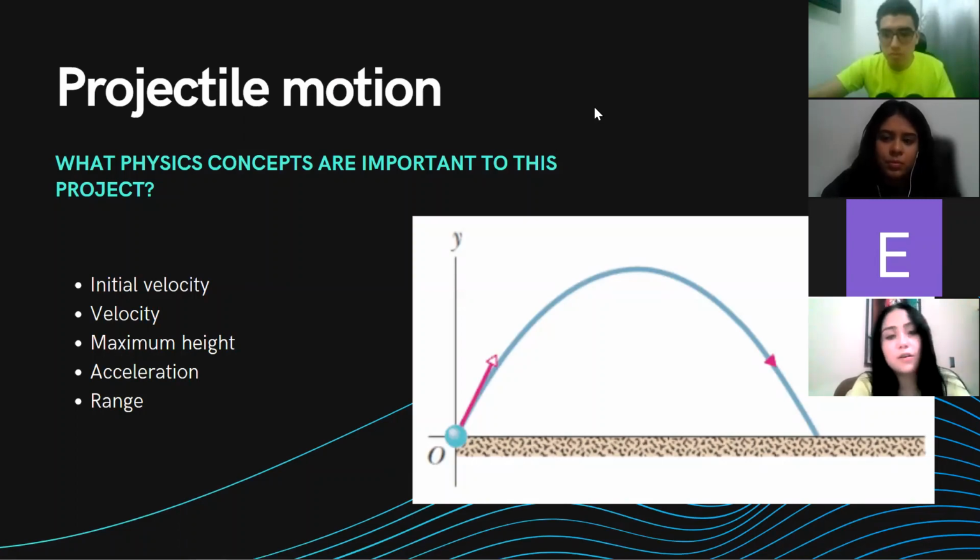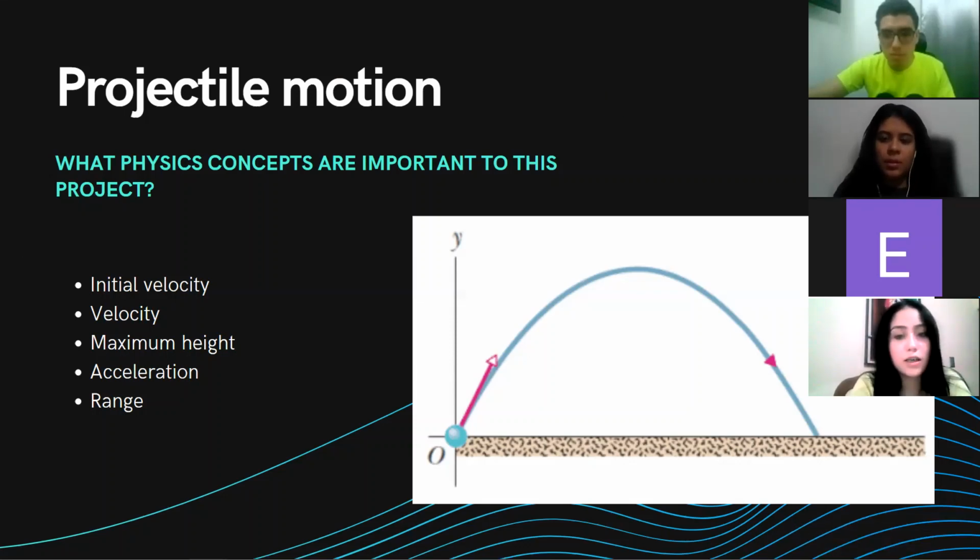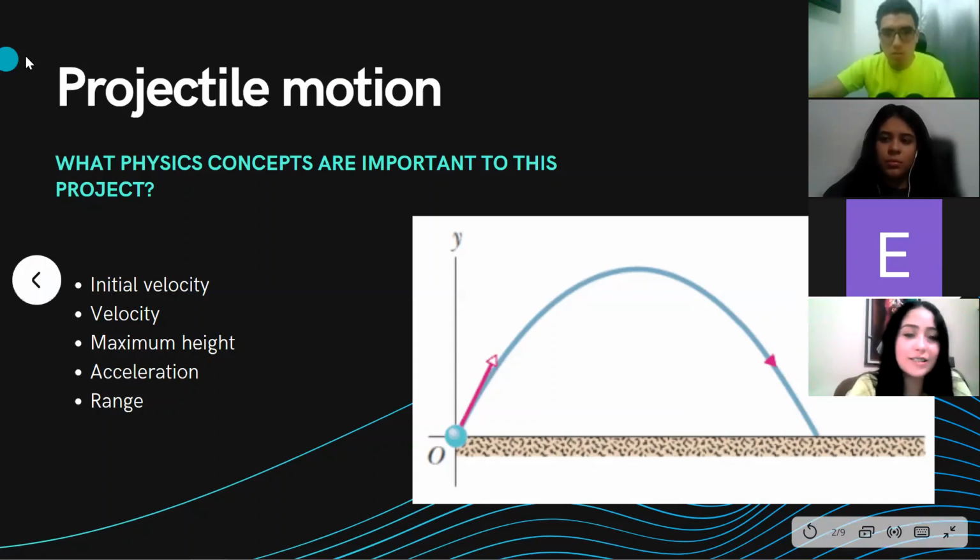The components of projectile motion are the initial velocity, which is expressed with x and y components, the horizontal velocity that remains constant, and the vertical velocity that varies linearly. Also, there is maximum height, and maximum height is reached when the velocity equals zero.